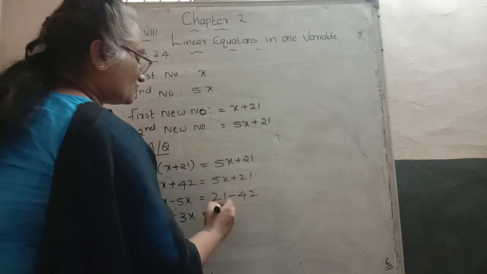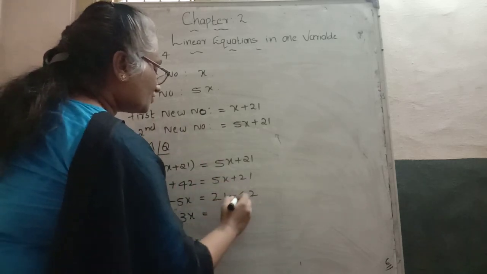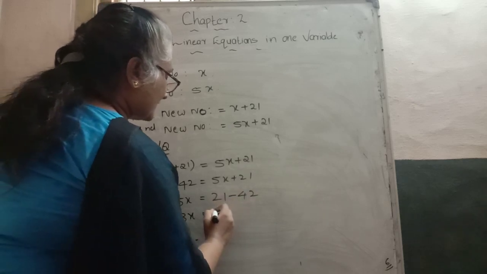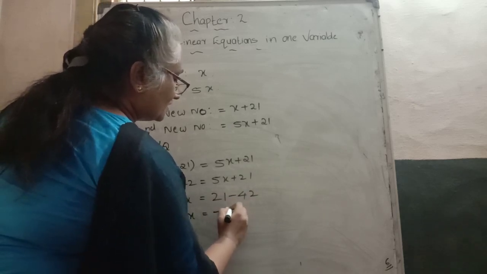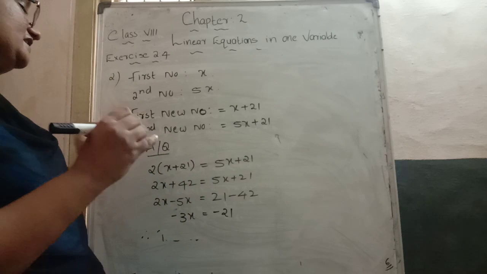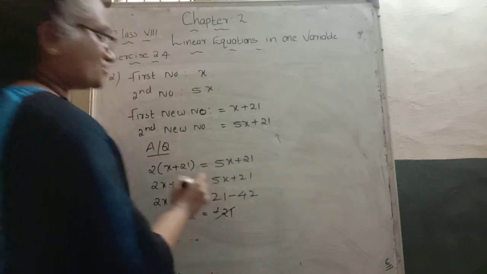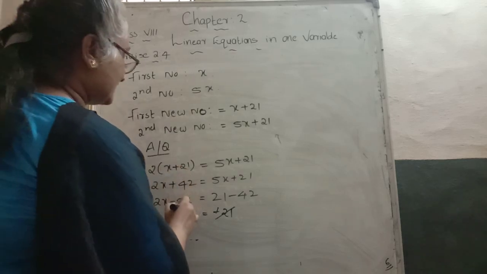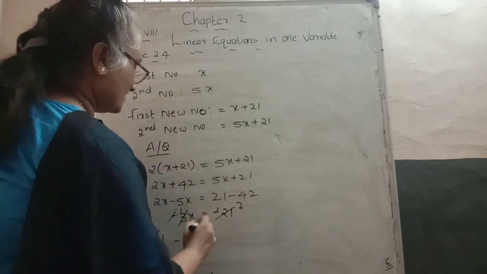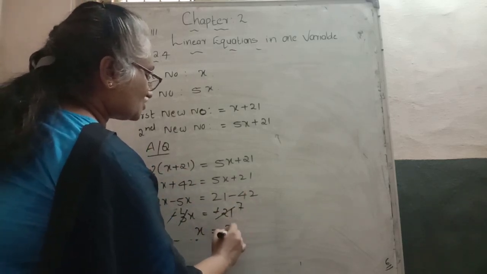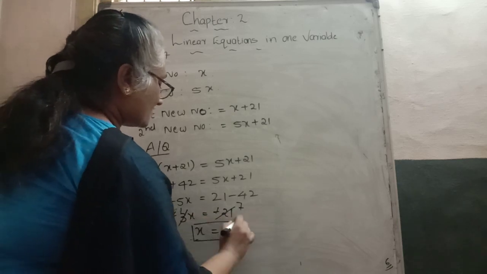So here also, 42 minus 21 comes to be how much? Minus 21 we get there. So the minus signs cancel. 3 times 3 is 9... the 3 table: 3 one time, 3 times 7 is 21. So the x value becomes how much? 7 is our required number.